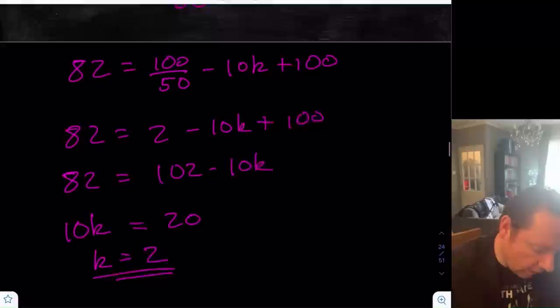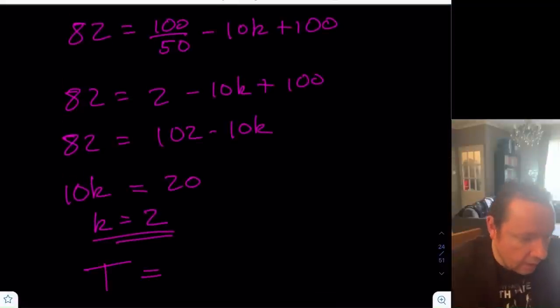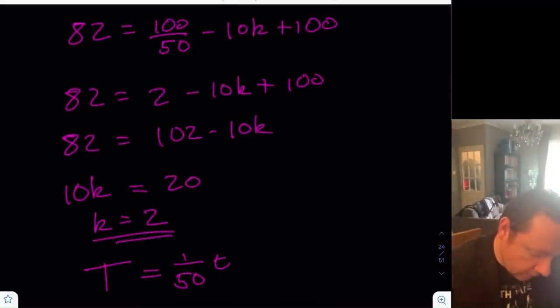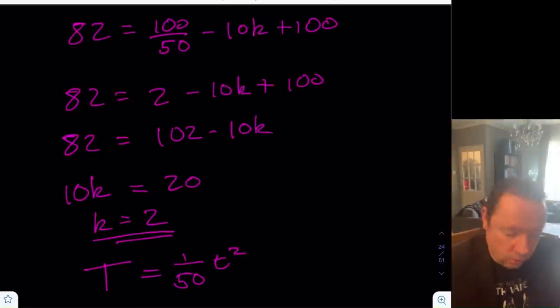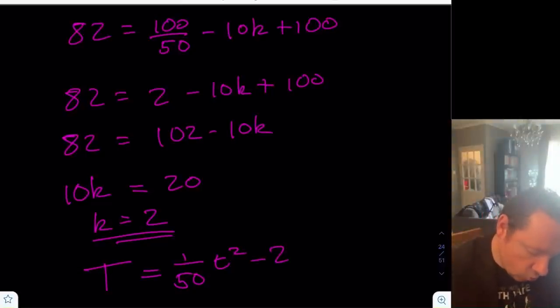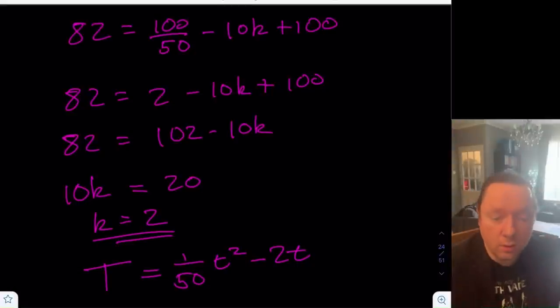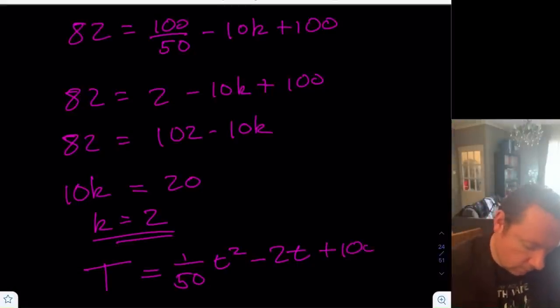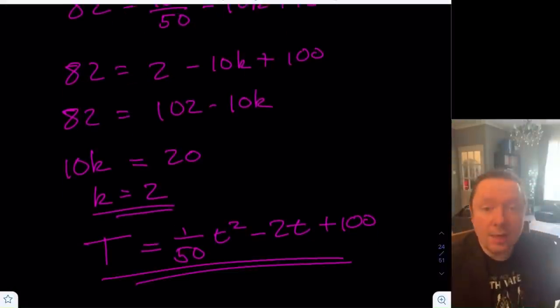So our final answer is just T is equal to 1/50th of t squared minus 2t, because K is 2, then plus 100. And we're done there.